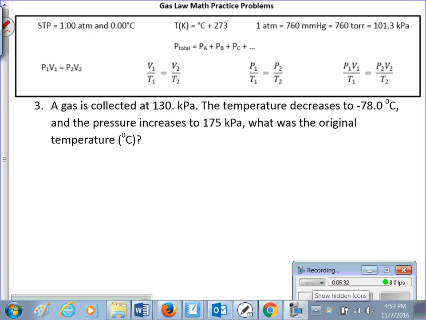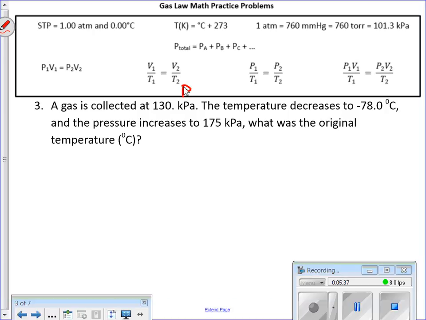Problem number 3. Gas is collected at 130 kilopascals, so that's a pressure. The temperature decreases, so I've got a temperature. The temperature decreases to negative 78 degrees Celsius, and the pressure increases, another pressure, to 175 kilopascals, and I want to know what is the original temperature in degrees Celsius. Okay, so it says original, so that means initial or beginning. That means T1. I want to solve for T1. So I've got P's and T's and nothing else. So I'm going to use this equation, P1 over T1 equals P2 divided by T2.